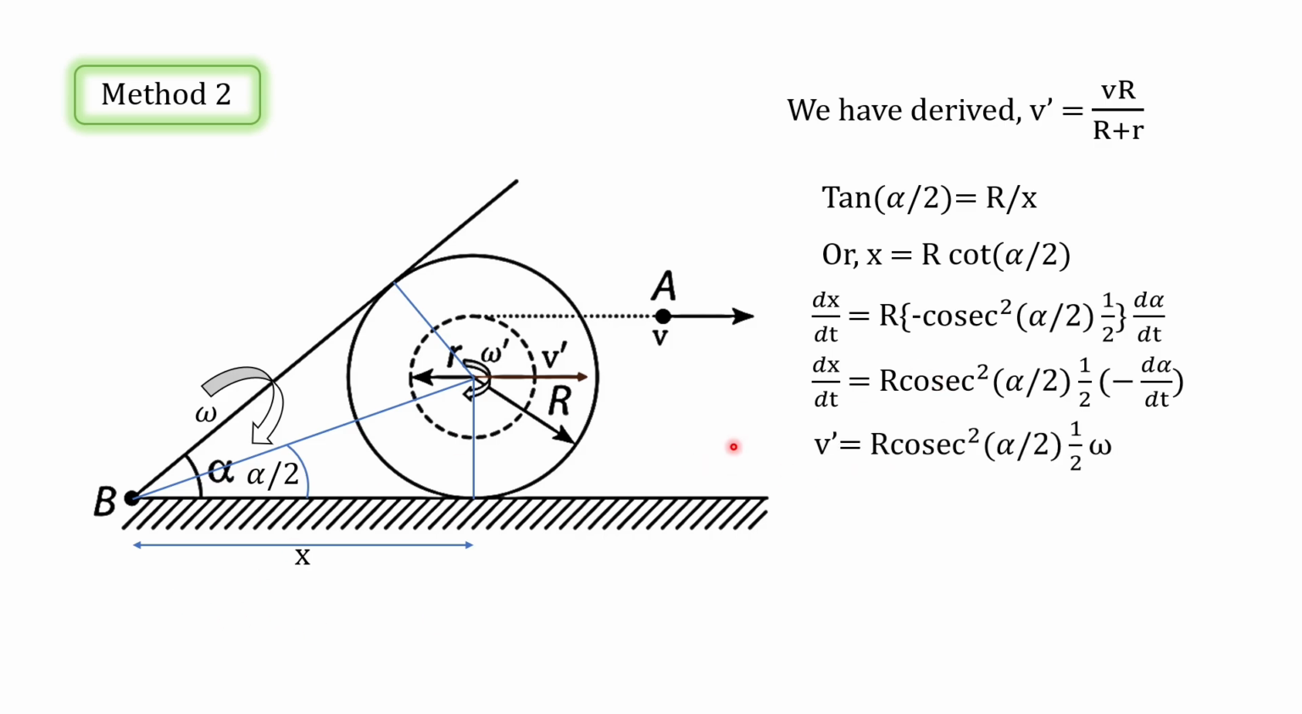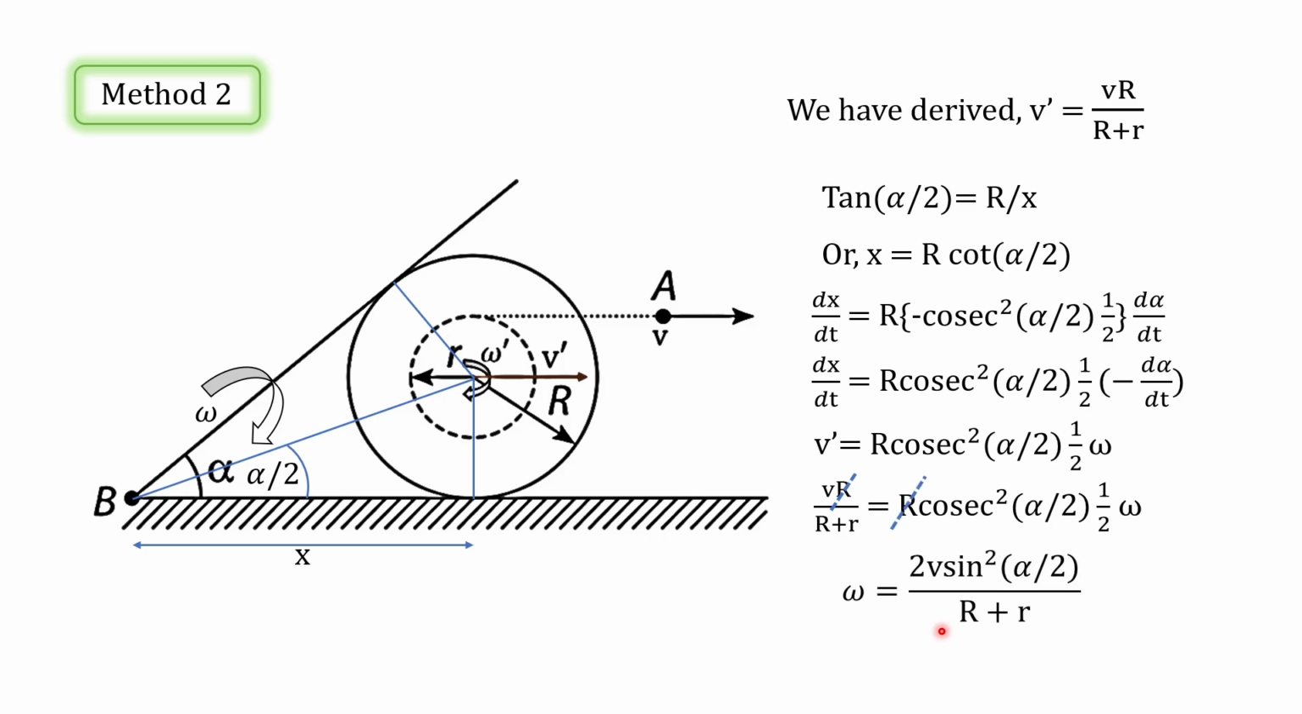So dx by dt is nothing but v dash because this point is moving here with v dash, and that means it is basically the rate of increase of x. So again, v dash is vR by R plus r, and we get omega. Okay, we cancel the R, we get omega equals 2v sine square alpha by 2 divided by R plus r.